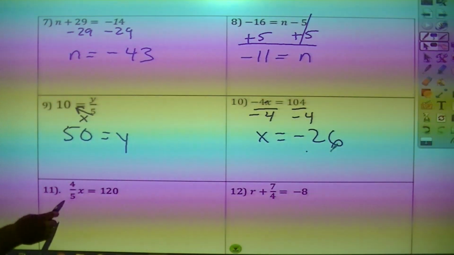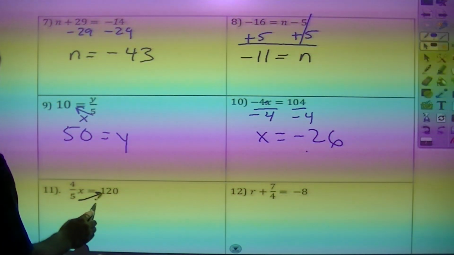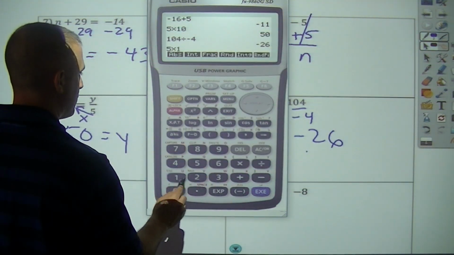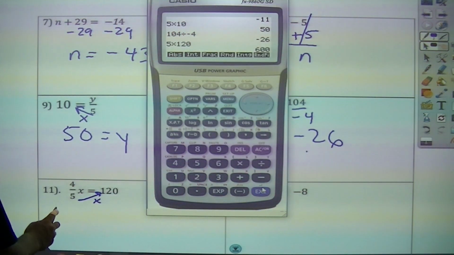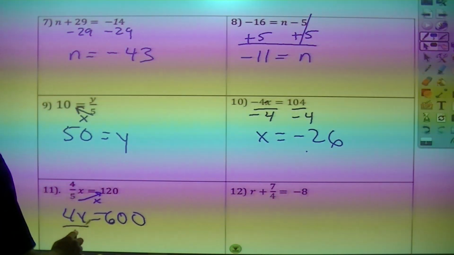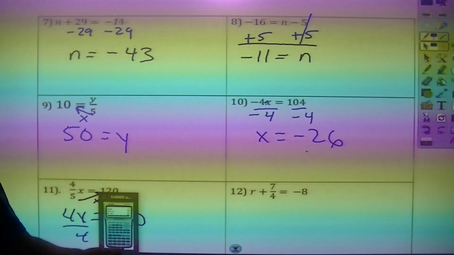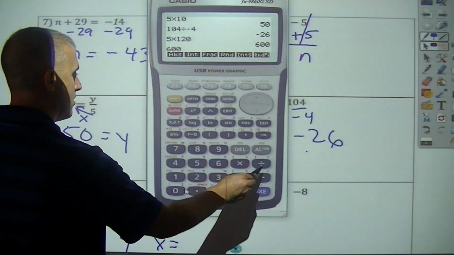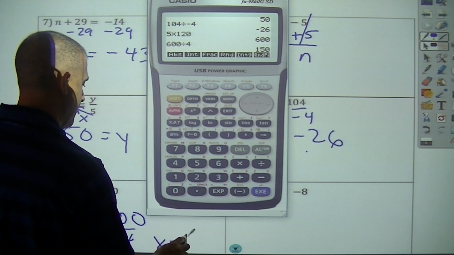A couple of ways you can handle this. I'll show you 2 ways. Some people will like to multiply the 5 across. 5 times 120. So we're left with 4x equals 600. And then divide by 4. That'd be x equals 600 divided by 4, which is 150.